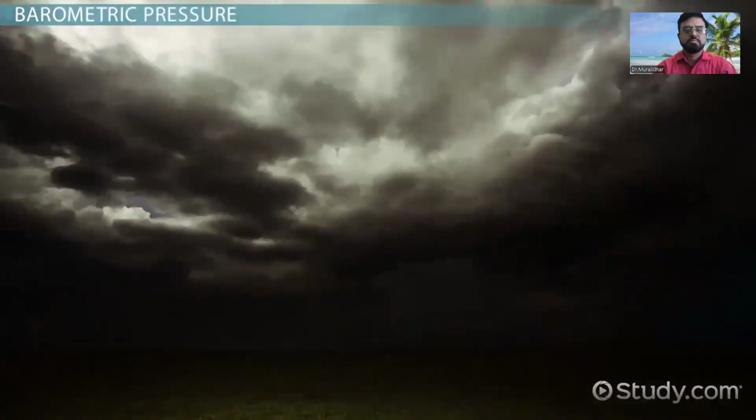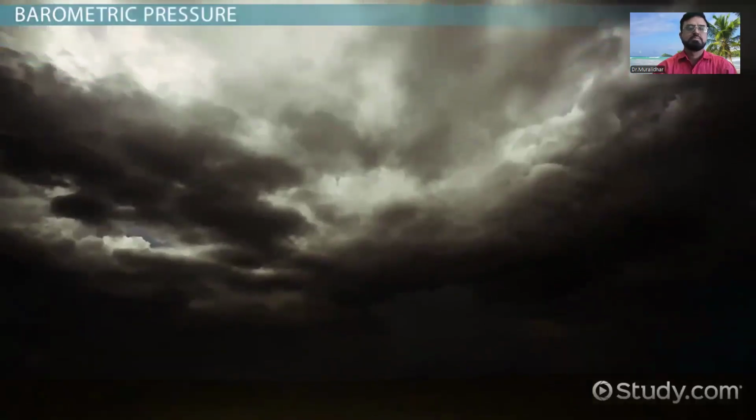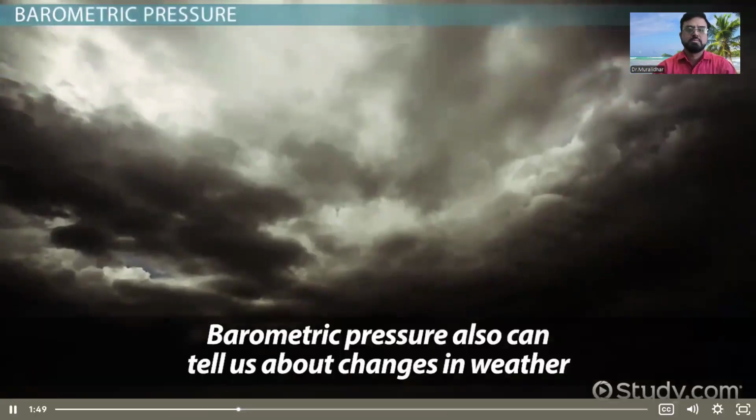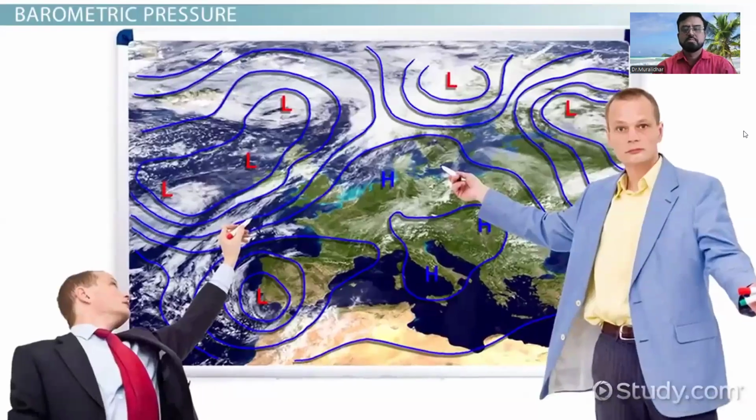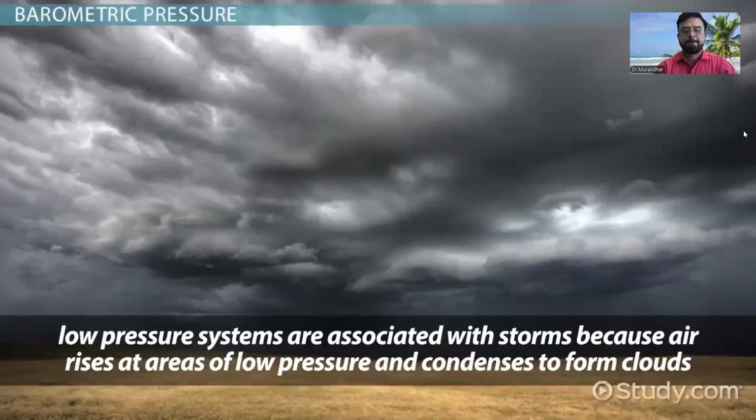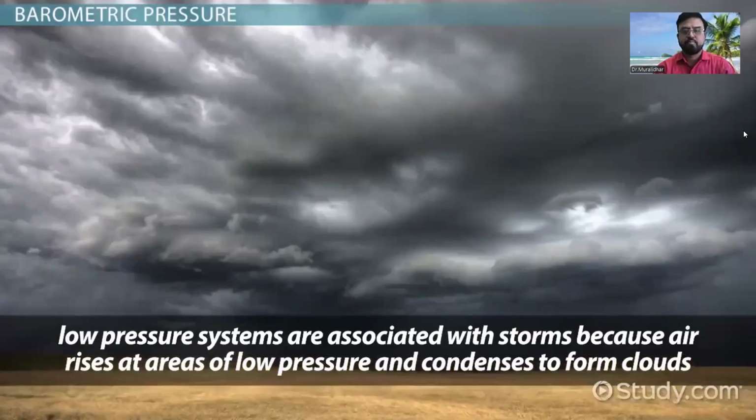However, I mentioned at the beginning of this lesson that barometric pressure can also tell us about changes in weather. You've likely seen local weather reports talking about high pressure and low pressure systems. Low pressure systems are associated with storms.